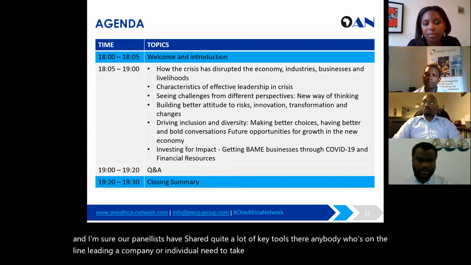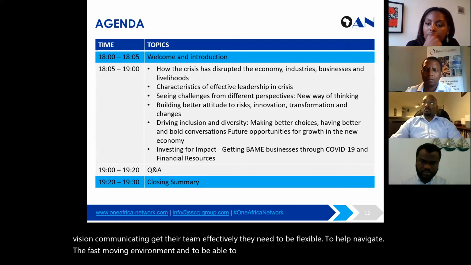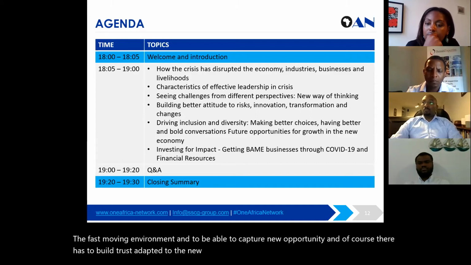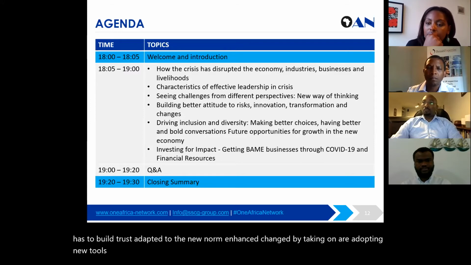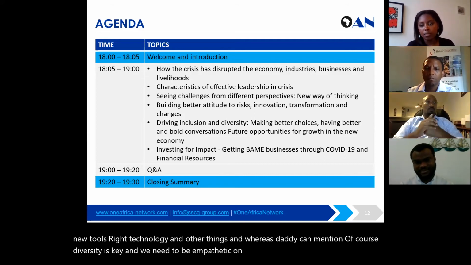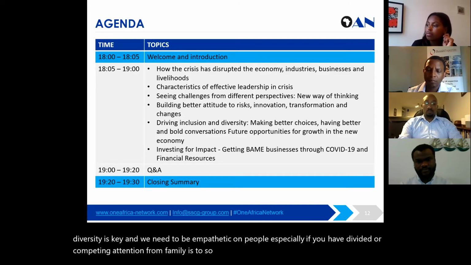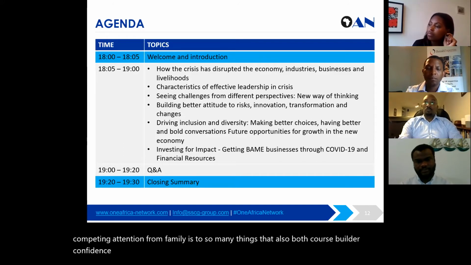They need, of course, to have a vision, communicate, and engage their team effectively. They need to be flexible to help navigate the fast-moving environment and to be able to capture new opportunities. And also, of course, they have to build trust, adapt to the new norm, and enhance change by adopting new tools like technology and other things. And as Derrick mentioned, diversity is key, and we need to be empathetic to people, especially if you have divided or competing attention from families to so many things. And also, of course, build the confidence so that your team can trust you in the decisions you are making.